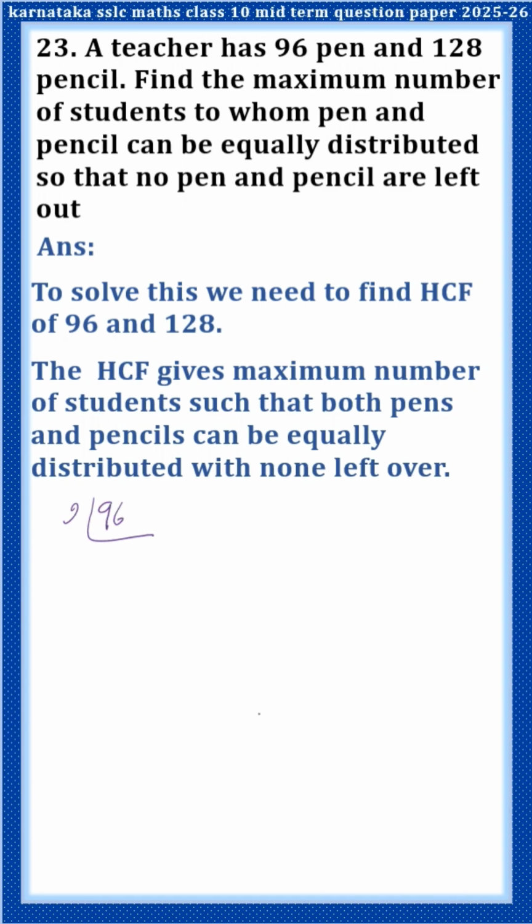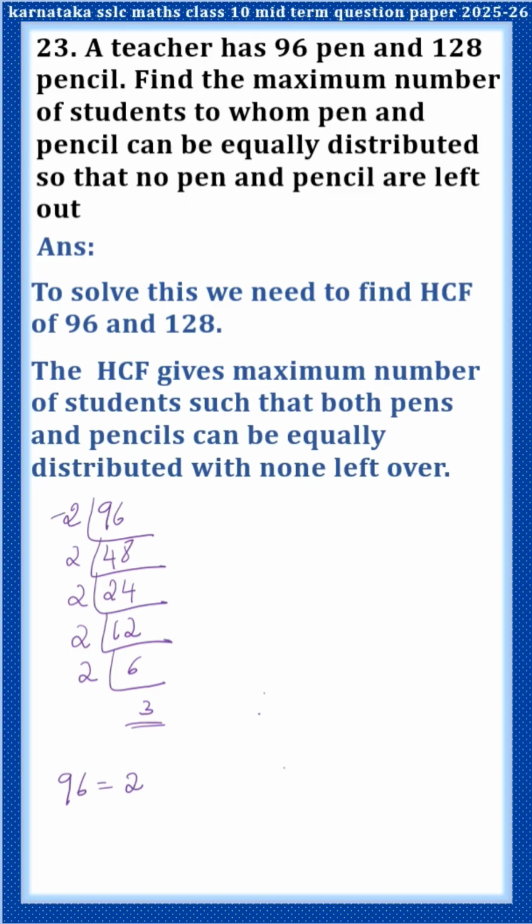So now let us find the prime factors of 96. It is an even number, so divisible by 2. 2 48s, again 2 24s, again 2 12s, again 2 6s, again 2 3s. So 96 is equal to 2 to the power of 5 into 3.